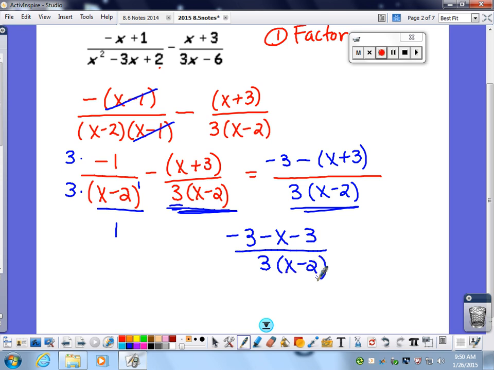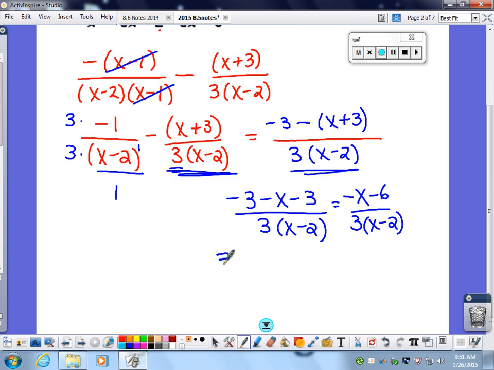So my numerator is going to give me negative x minus 6 over 3 times x minus 2. All right, a lot of times, and that's a fine answer, that we can't simplify. We don't have any common factors. I really can't simplify that any further. But there can be a couple of different ways this expression can be left.